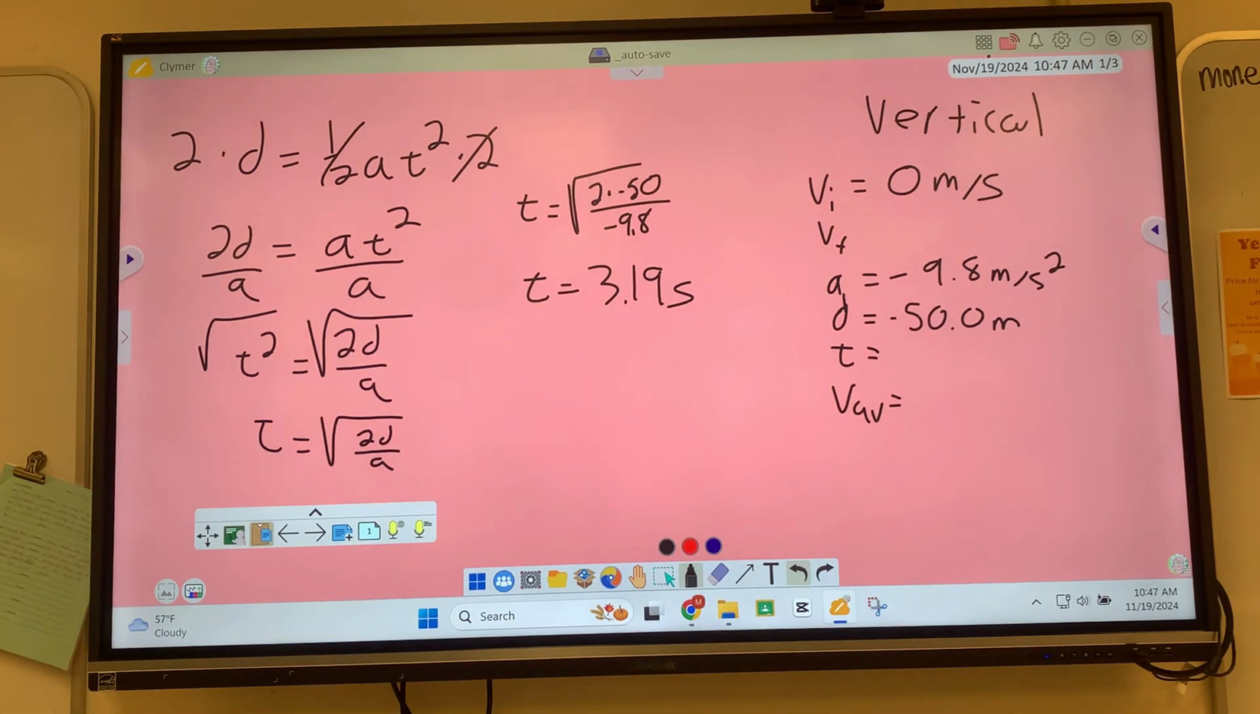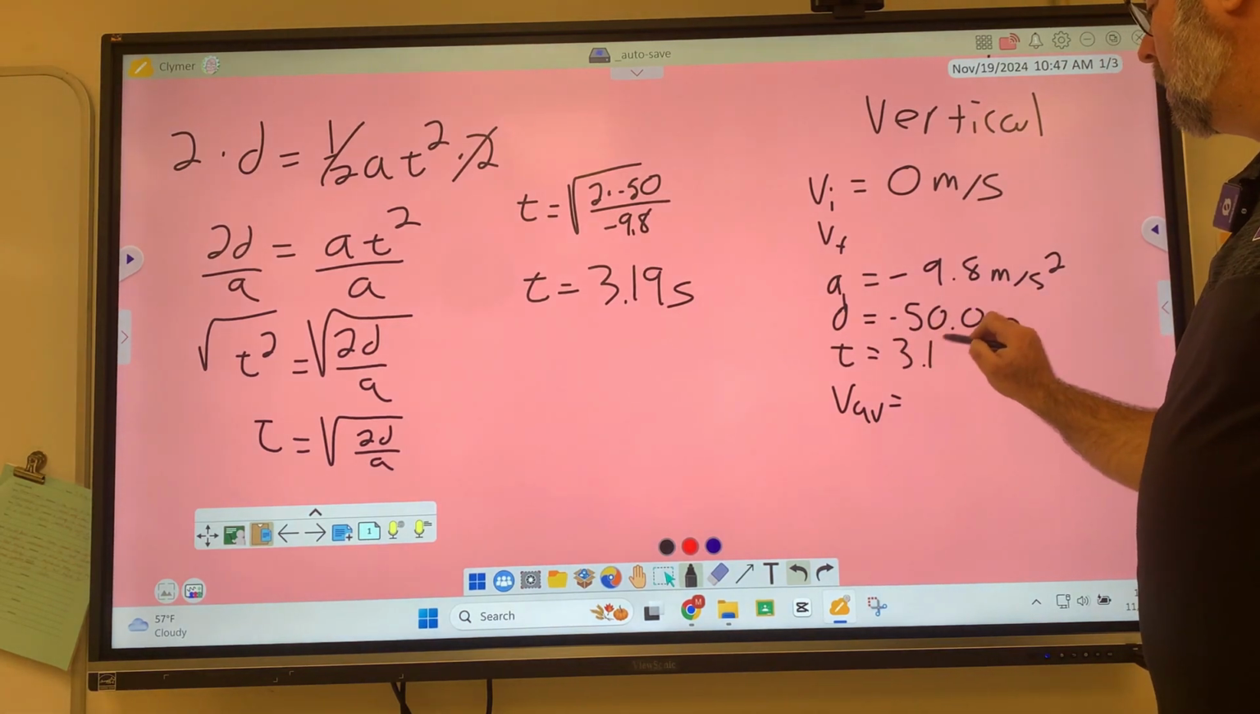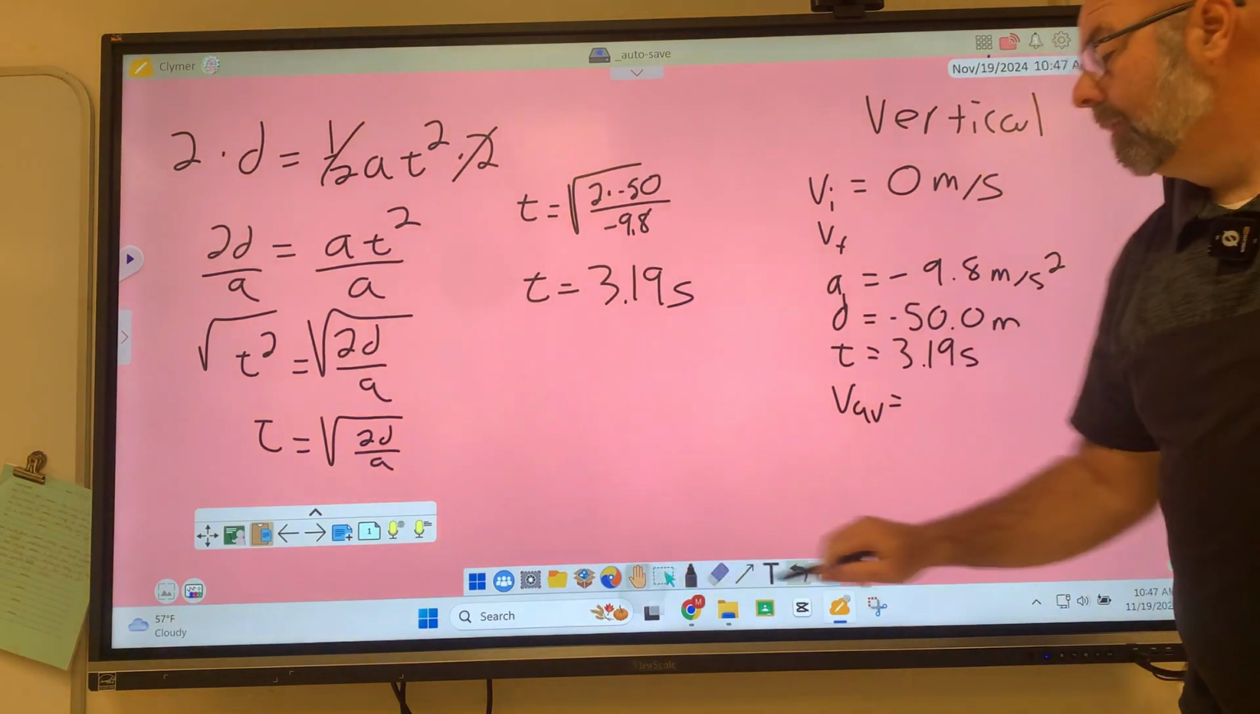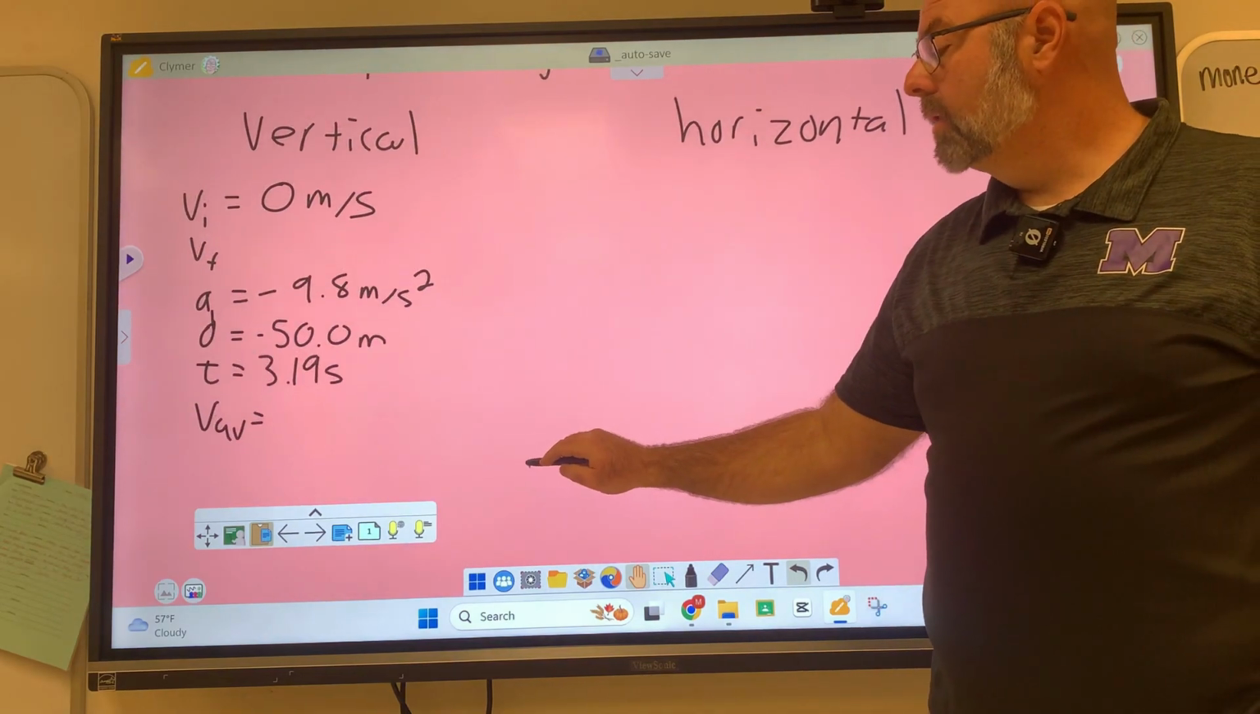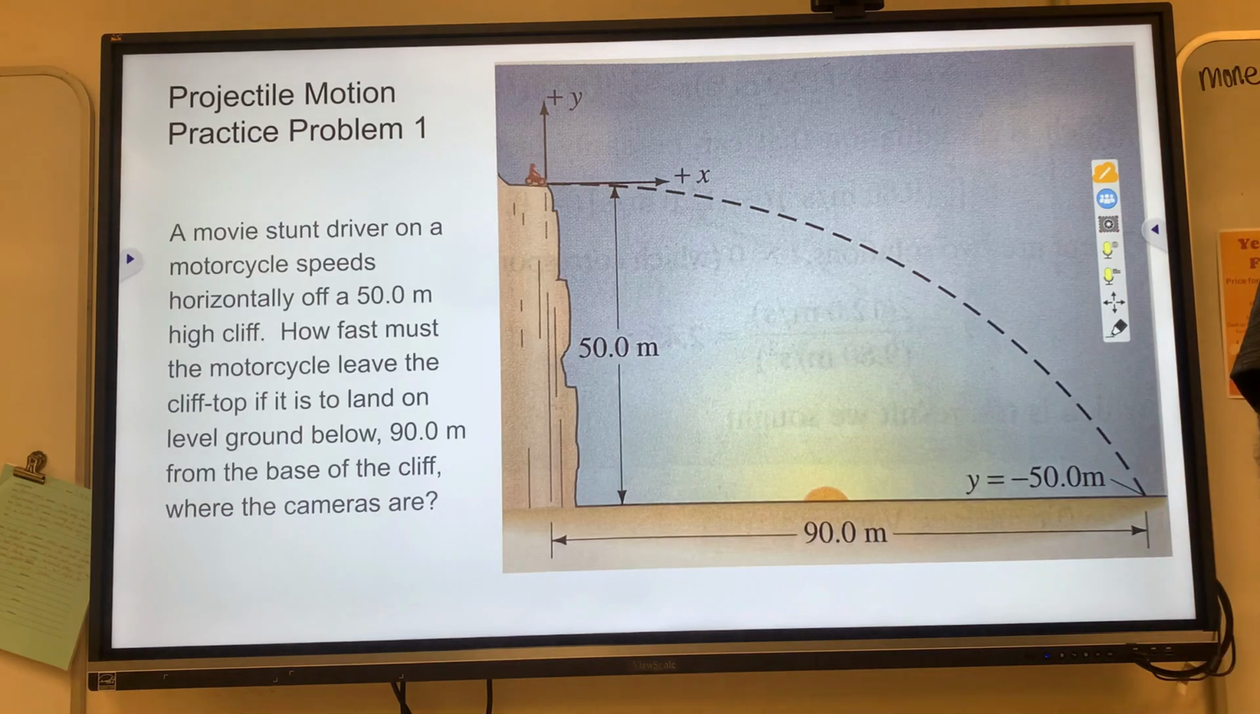So now we need to go back. We can plug that into our list of information. How does knowing the time help us with our scenario? Now again, remember your pennies. The time it takes something to just fall straight down 50 meters is the same time it takes something that's launched horizontally to also fall 50 meters. It's the same amount of time.